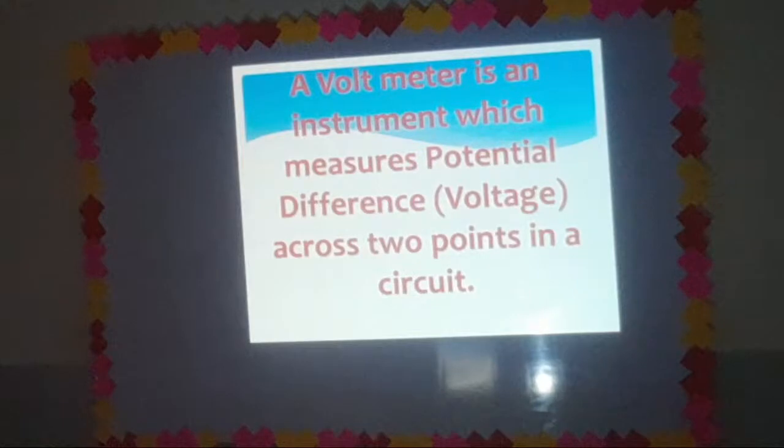Is it clear to all of you? Write clear if you are clear with this definition so that I may proceed on. Waiting for your response. Write clear.